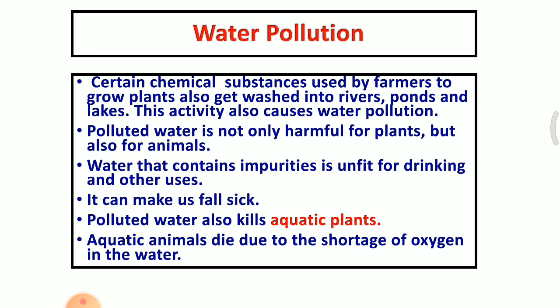The next one, certain chemical substances used by farmers to grow plants also get washed into rivers, ponds and lakes. This activity also causes water pollution. Polluted water is not only harmful for plants but also for animals. How is polluted water harmful for animals?